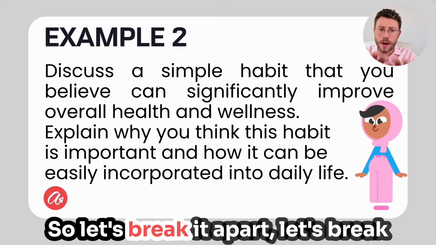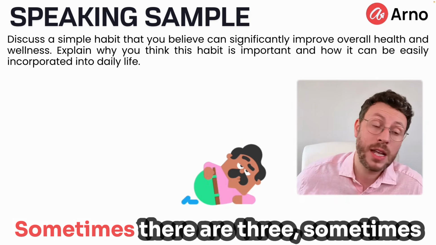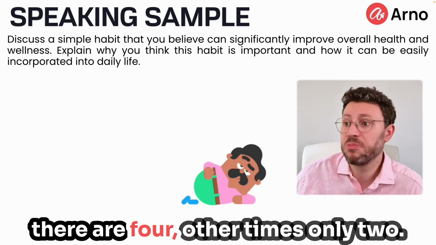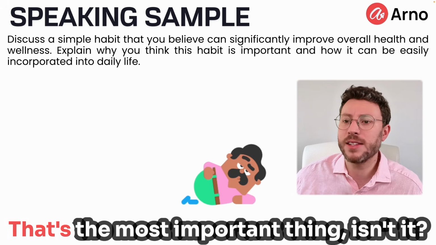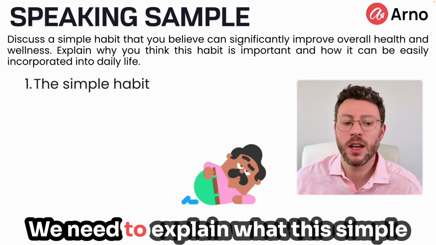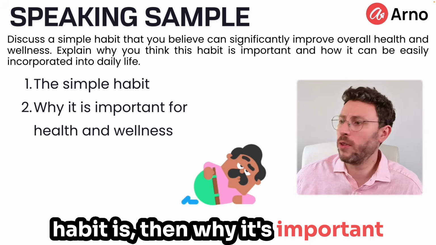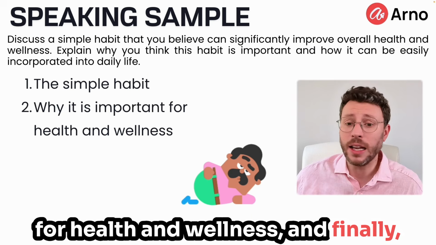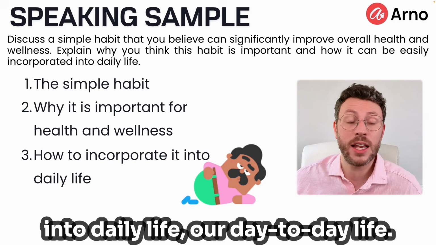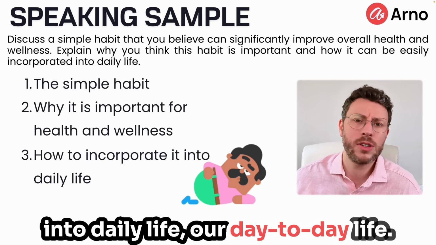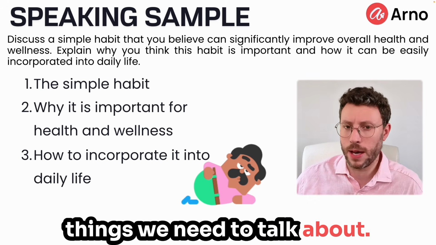So let's break it down into the main points. Sometimes there are 3, sometimes there are 4, other times only 2. So discuss a simple habit. That's the most important thing, isn't it? We need to explain what this simple habit is. Then why it's important for health and wellness. And finally, how to incorporate it, so include it into daily life, our day-to-day life. Those are the 3 main things we need to talk about.